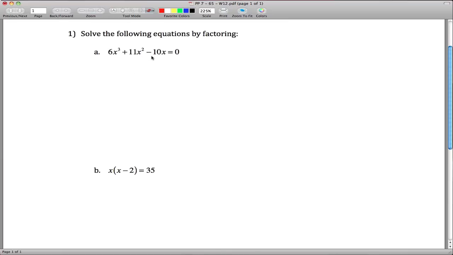Okay, so this first one, I guess the first thing you should do anytime you've got an equation that you want to solve by factoring is look for a greatest common factor. That's not quite true. First you should set it equal to 0, which it already is. Then you should look for a greatest common factor.